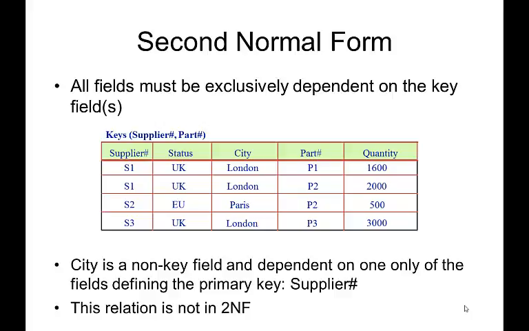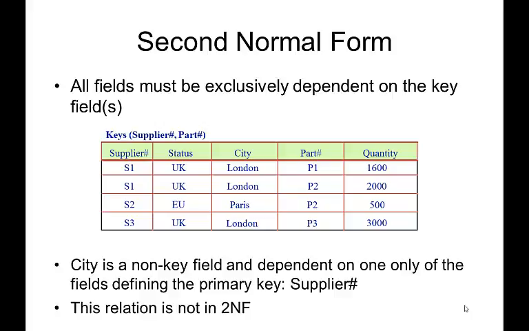Second normal form, this is where it gets a little bit more complicated. All fields must be exclusively dependent on the key fields. If we've got a table of supplier and parts, we've got a supplier status field, which is whether it's in the EU zone or the United Kingdom zone, I think a bit out of date. It doesn't really matter. We've got a city, the city where the supplier is, and effectively what sort of economic zone they're in. We've got a part number, and we've got a quantity of parts ordered from the supplier.